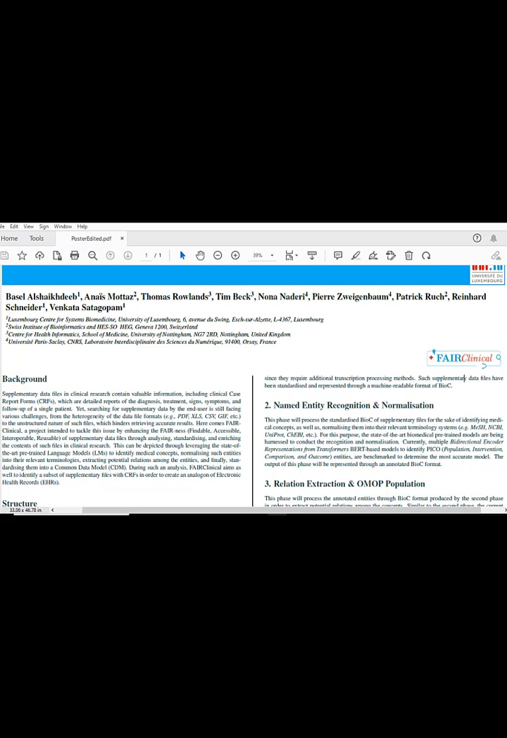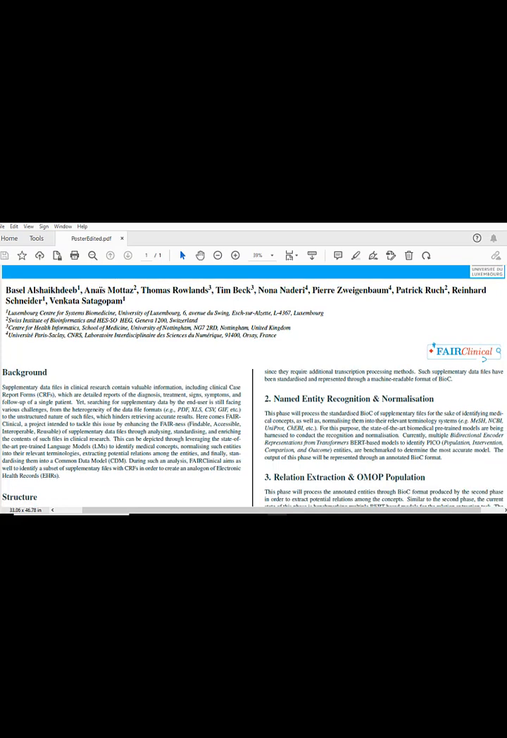Then, FAIR Clinical is going to standardize the results of such extracted artifacts into a common data model, specifically the OMOP format. On the other hand, FAIR Clinical is also going to focus on a subset of the CRFs that have been identified out of the supplementary data files in order to create a synthetic analogon of the electronic health record.